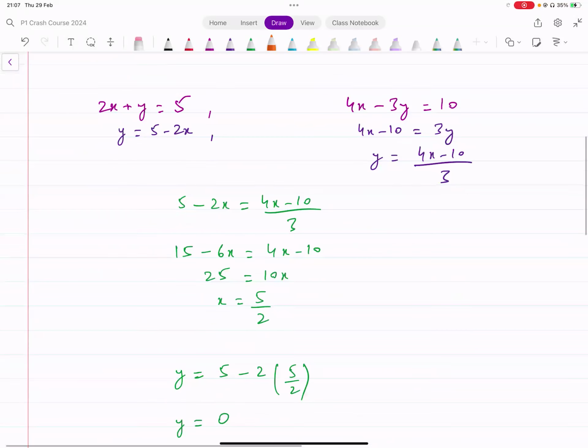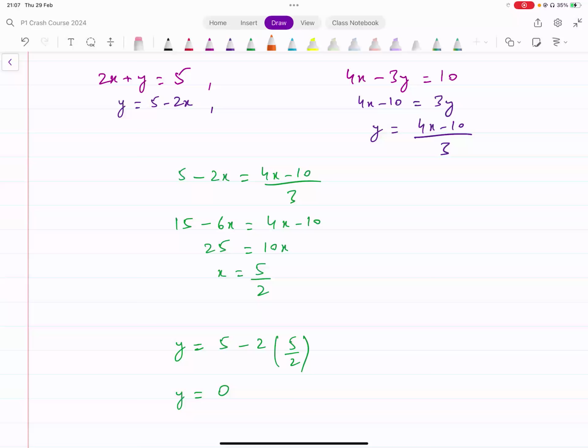Okay, so now that we understand how to solve simultaneous equations, let's try to understand, when we solve these simultaneous equations, the answers that we get. For example, in this case, we get x equals 5/2 and y equals 0. What do these answers represent? What is x equals 5/2? What is y equals 0? What do these represent as far as these equations are concerned?